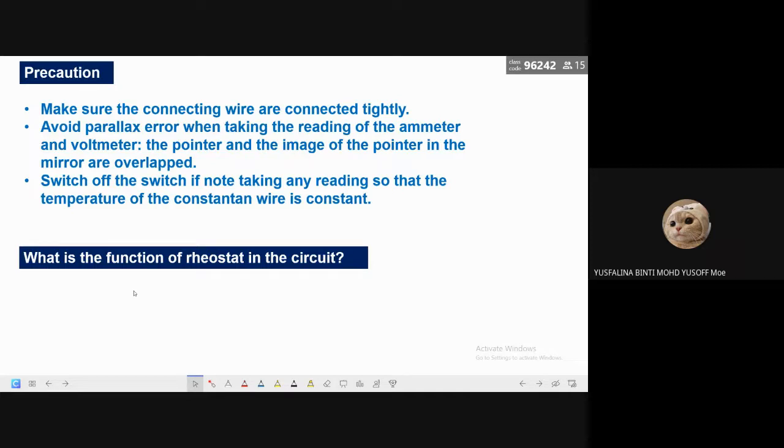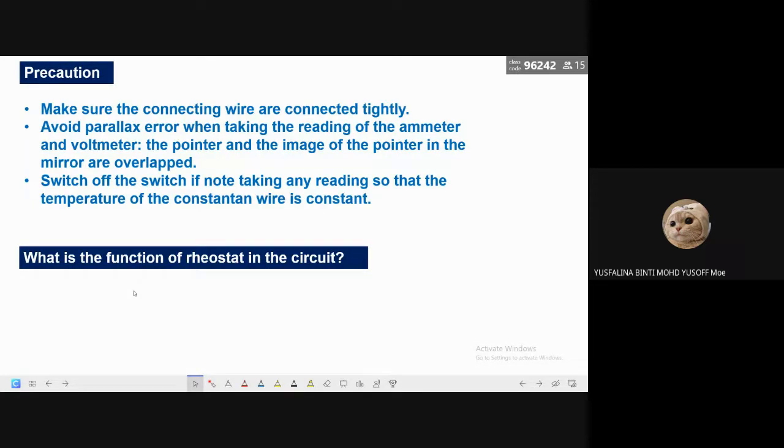And avoid parallax error. This one is also the one that I said: make sure your eyes are perpendicular to the scale reading of the voltmeter to avoid the parallax error, right? And switch off the switch if you are not taking any reading, so that the temperature does not increase. So whenever you do the experiment, let's say later in the lab, if you're not taking any reading, please switch off.